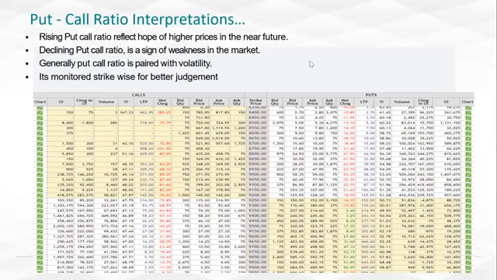Somebody is asking how I know that the 9200 PCR is 2. I'll tell you again. PCR is calculated by the number of put contracts divided by the number of call contracts. So put contracts are 9.57 lakh and call contracts are 4.18 lakh. If you divide 957,600 by 418,575, it is nearly 2. So this is how I came to understand that PCR is 2.